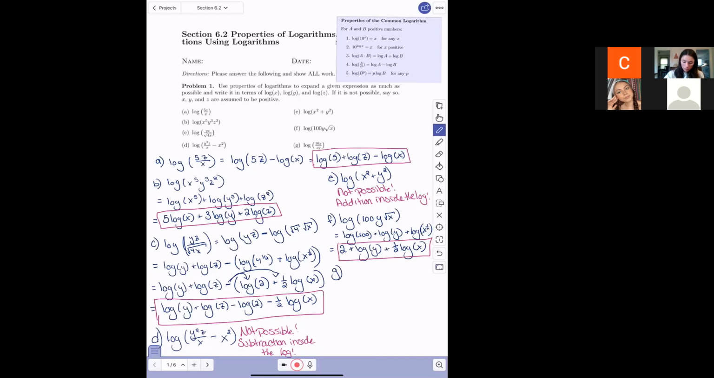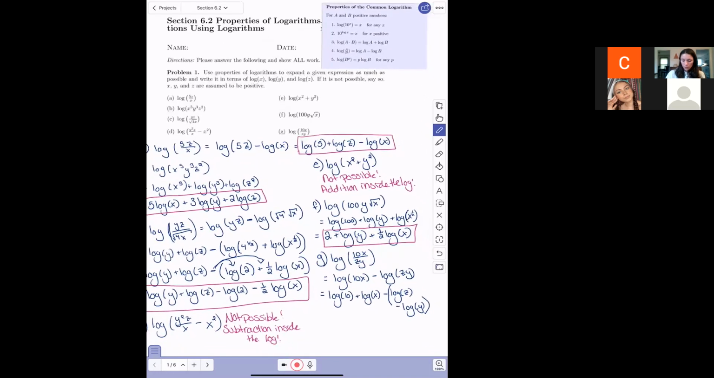Okay, problem G, we have log of 10x over zy. What's my first step in expanding this? Using rule 4. Good, rule 4. Let's get rid of that fraction. So we have log of 10x minus log of zy. Can someone tell me what my next step would be? Property 3, good. So we'll get rid of that multiplication in there. So we'll have log of 10 plus log of x minus, in parentheses, remember we have to keep our denominator together. So log of z, I'm running out of space, minus log of y.